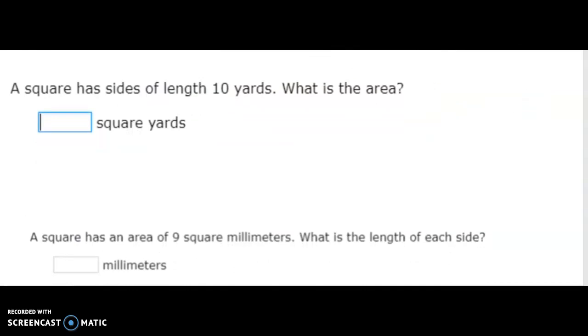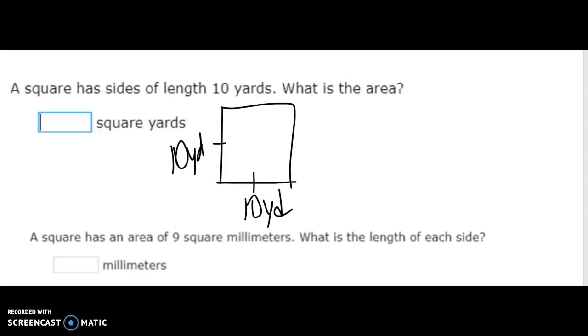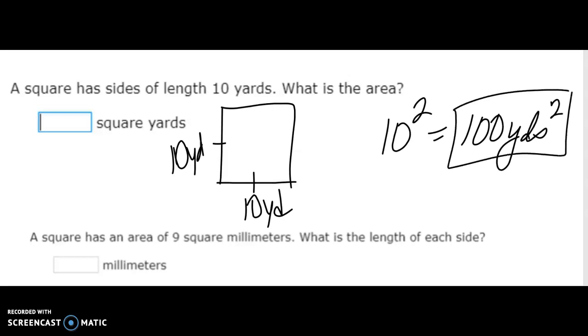A square has a side of length 10 yards. So what is the area? If you need a picture, draw a picture. And so if this is 10 yards, then this is 10 yards. So 10 squared is 100 yards squared. So 100 square yards.